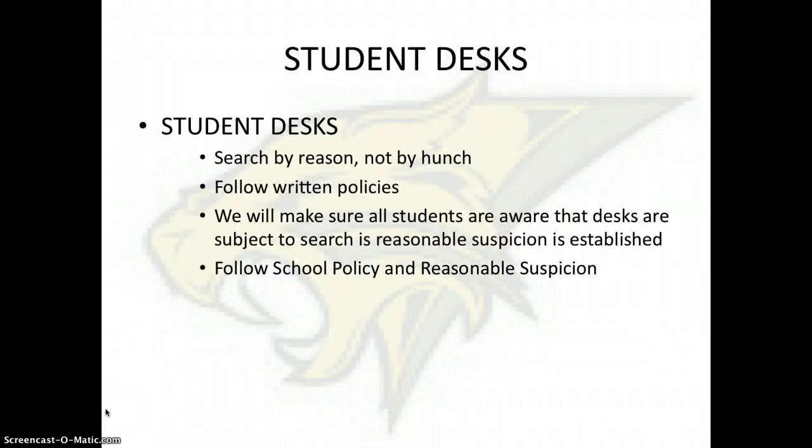First off, our students' desks. Students' desks, you're allowed to search by reason, not by hunch, as stated earlier. Please make sure you follow written policies. And as a district and administration, we are going to make sure that all students, as well as parents, are aware that desks are subject to search if reasonable suspicion is established. Please make sure you follow school policy as well as reasonable suspicion, as we have stated before.